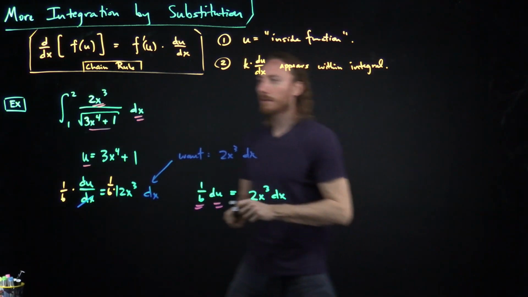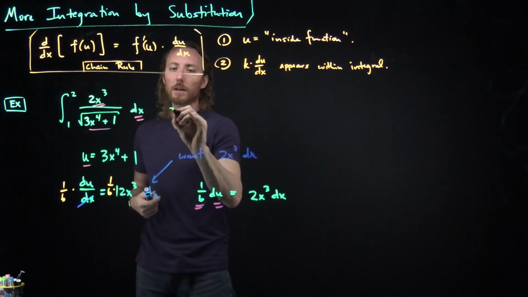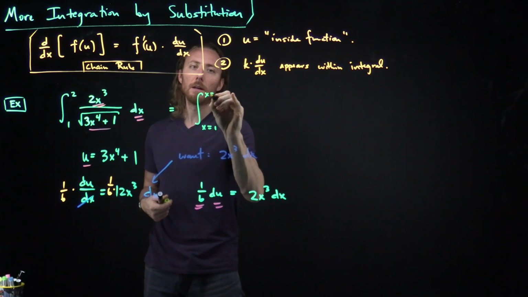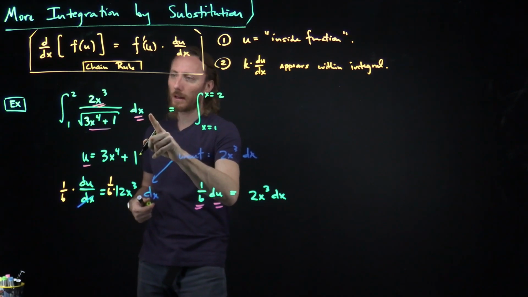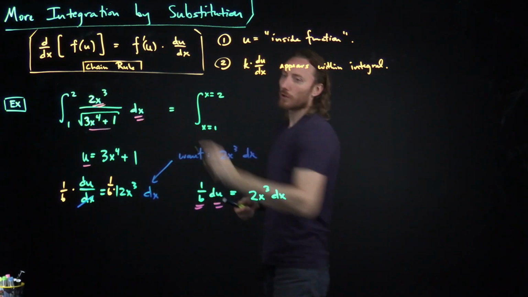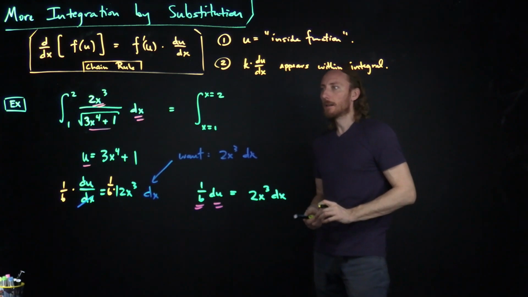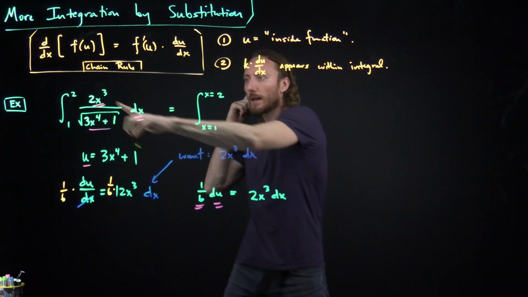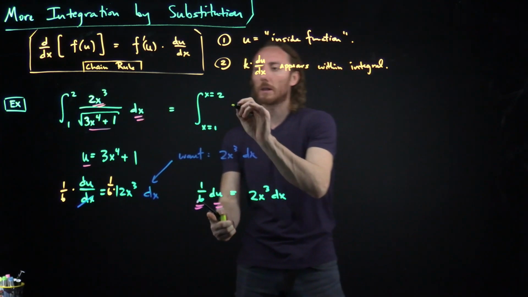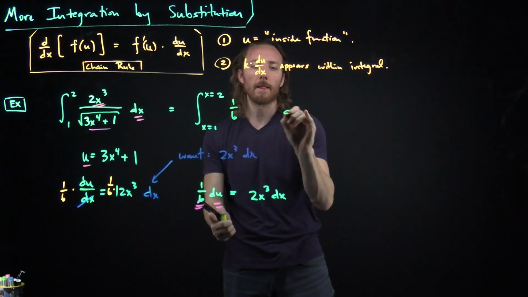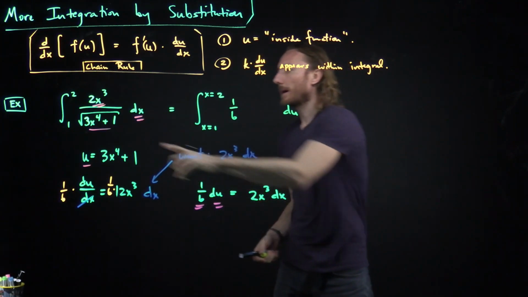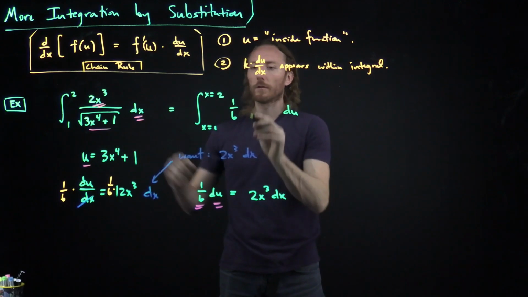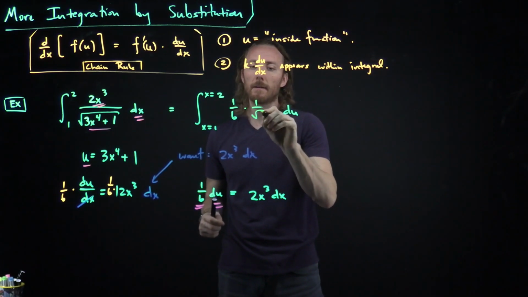So piece it all together, and what do we get? I'm going to be pretty emphatic here and write x equals 1 to x equals 2, because our original function was in terms of x, so those bounds are also in terms of x. However, whenever we make the substitution in terms of u, the 2x cubed dx, as we saw before, is just 1/6 du. And then what about that square root that's downstairs? Well, we would have 1 over square root u for that.